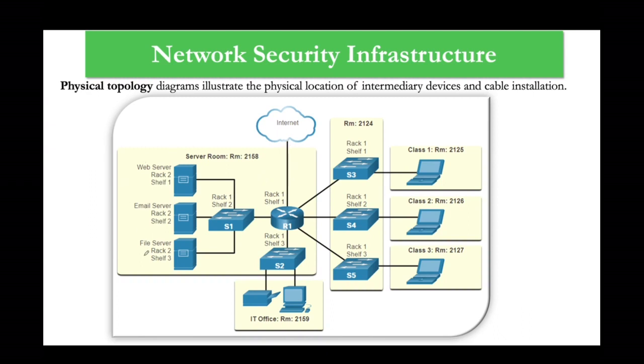So this is one block, whereas on the other side there are some computers which are physically located in classrooms like 2125, 2126, 2127. These end devices are connected to the internal switches like S3, S4, and S5, and they are connected to the R1 router, and the R1 router is connected to the internet, right? And similarly, some office devices like printers and presentation end devices are connected to switch 2, and they are connected to R3.